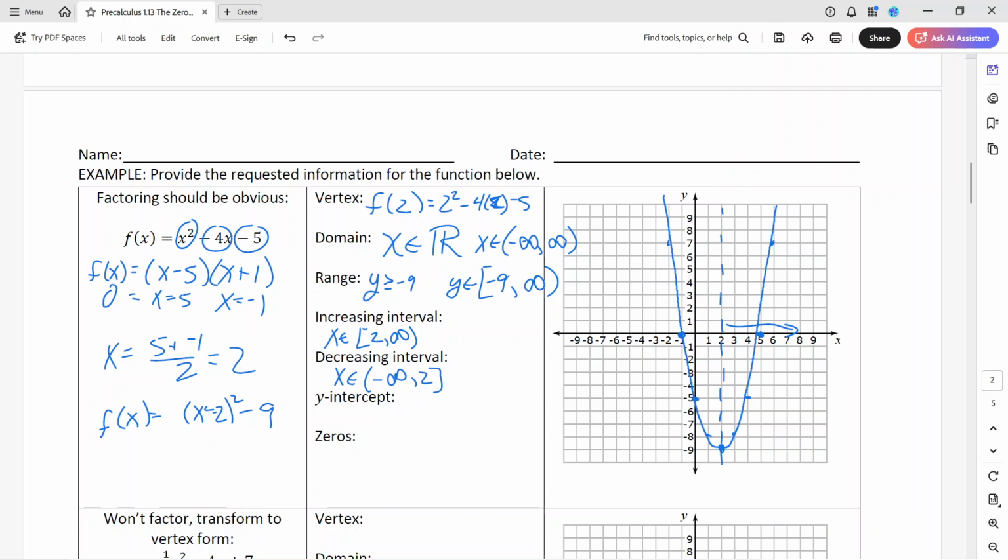And the y-intercept, we could have told that originally right here. The y-intercept is (0, -5). So that standard form can reveal that to us instantly. And the zeros we've already found. The zeros are at x equals 5 and x equals -1. Also, you can state your zeros in point coordinates, (5, 0) and (-1, 0).